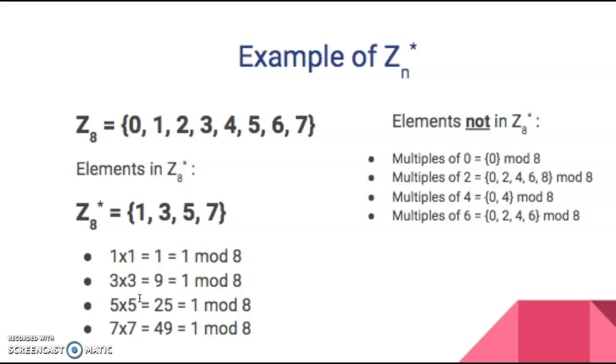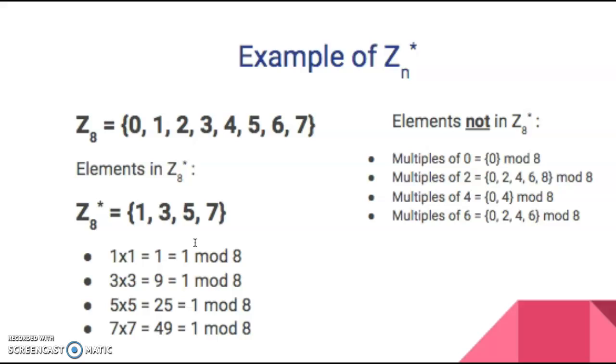So the integers 1, 3, 5, and 7 are all self-inverses, which means that when I multiply them by themselves, they are equivalent to 1 modulo 8. And so they are all contained in the set integers modulo 8 star. That is how this set has been defined.